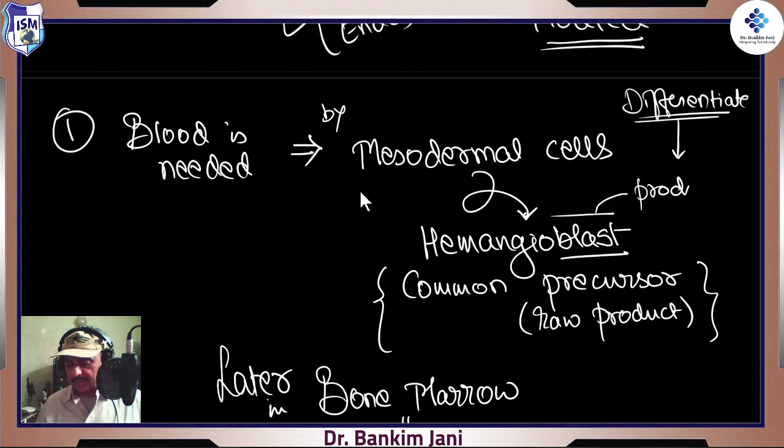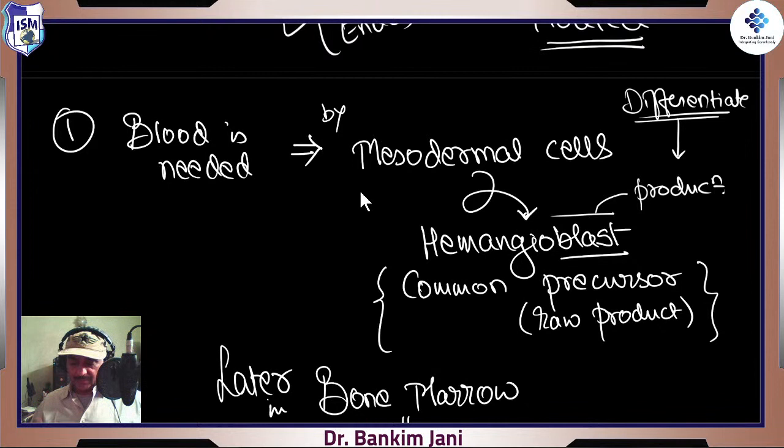And hemangio means blood vessels, right? So blood and vessels, they are produced. So hemangioblasts will be coming into picture. So we can say these are the common precursor. Precursor means raw product, right? These are the common precursor, just to start with.